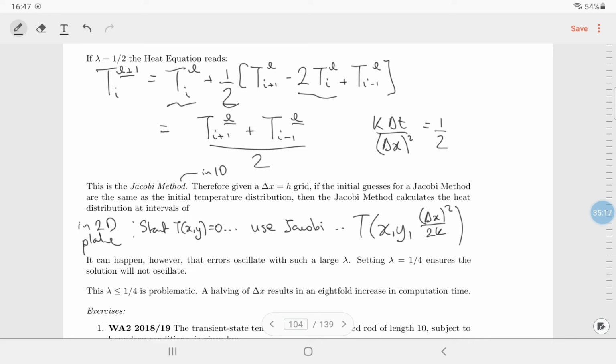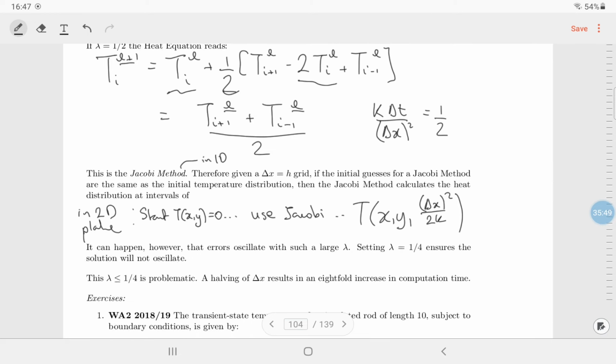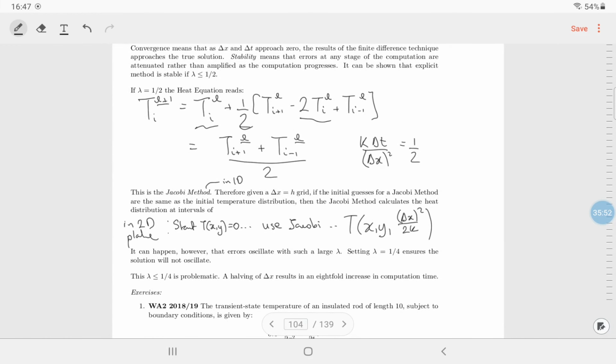Getting the lambda less than a quarter is very, very difficult. Like if you want to halve delta x to make it more accurate, you'll have to make delta t 4 times smaller because of the squaring. And that means if you're making delta t 4 times smaller, that's 4 times as many calculations in time, and with delta x halved, you've got twice as many points. So you're increasing the computation time by a factor of 8, which is very, very difficult. So that's everything, and we're done.